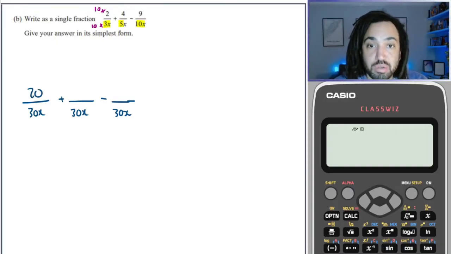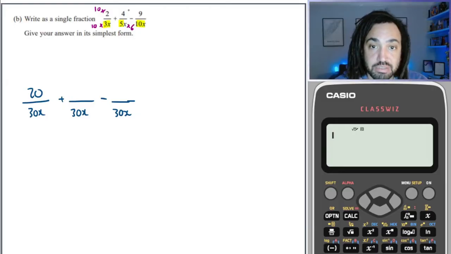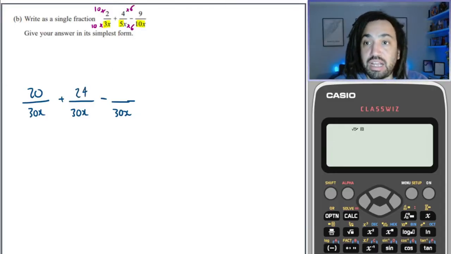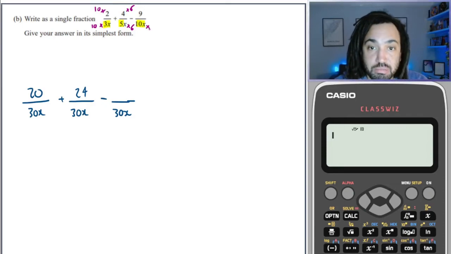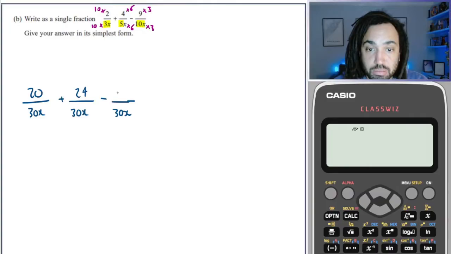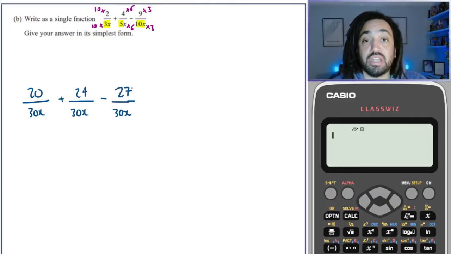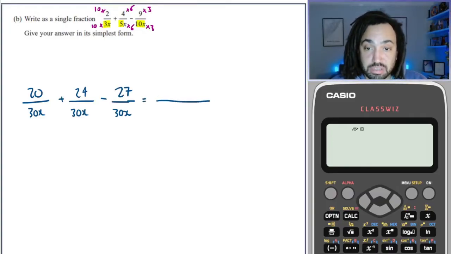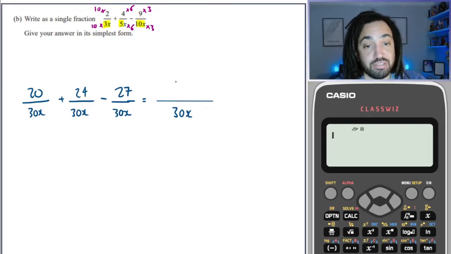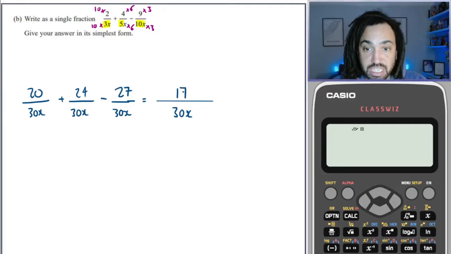I've got to times this one by 6, so I do the same to the top, and that gives me 24. And lastly, I've got to times this one by 3 to get 30x. So I've got to do that same thing to the top to keep the fractions equivalent. And that gives me 27. I can now write it as a common denominator, so all over that denominator. We've got 24 plus 20 plus 24 minus 27 is 17.